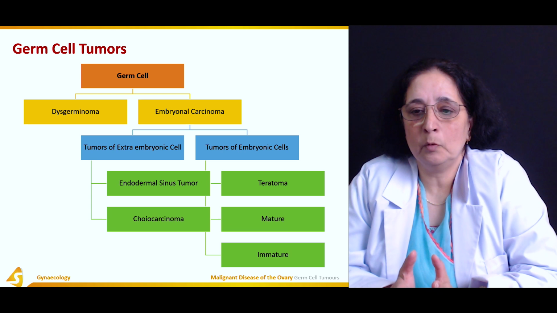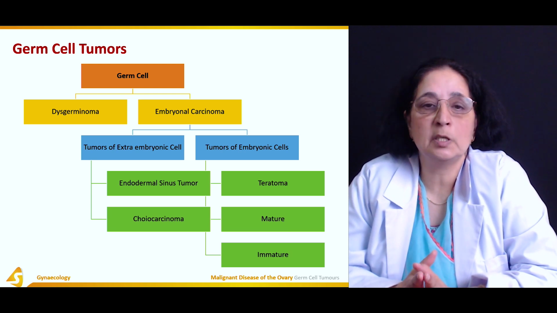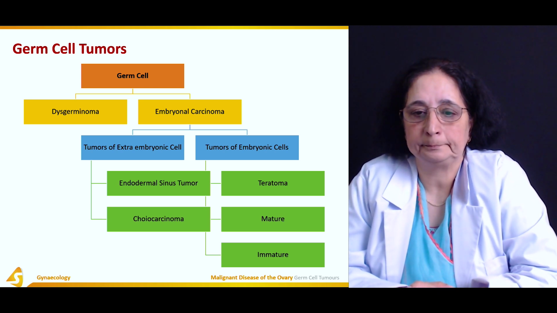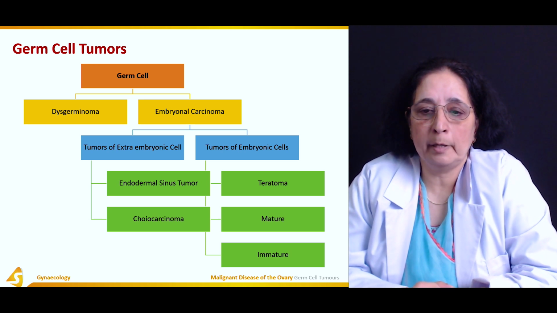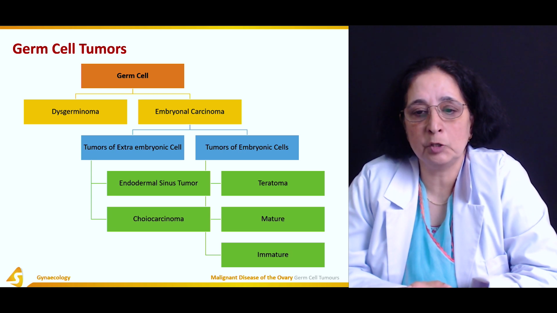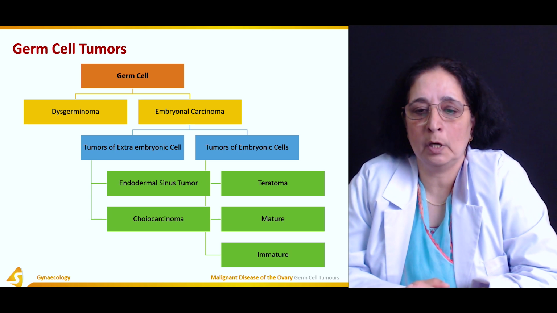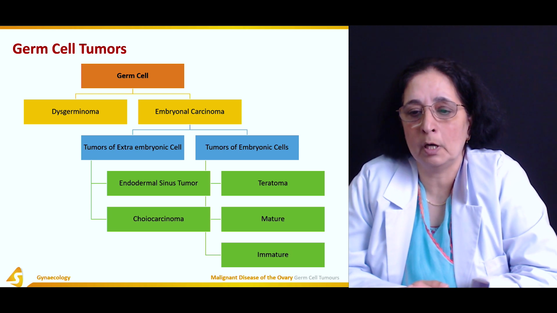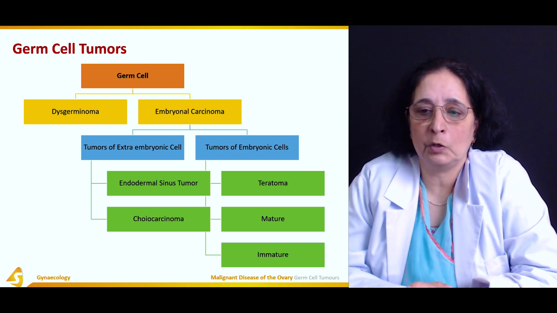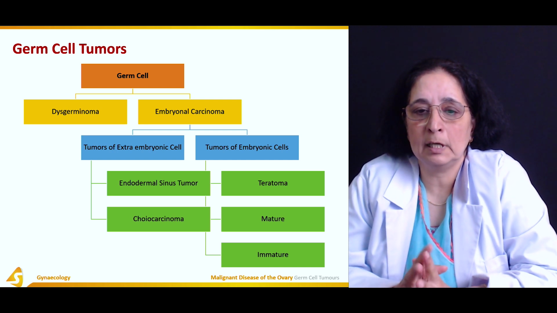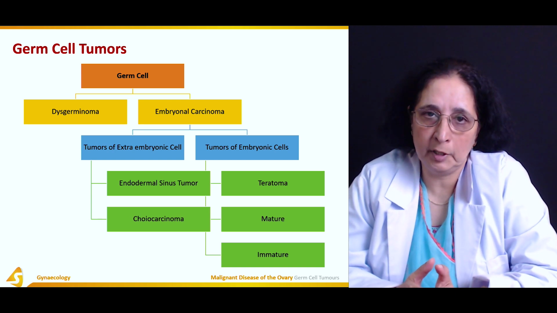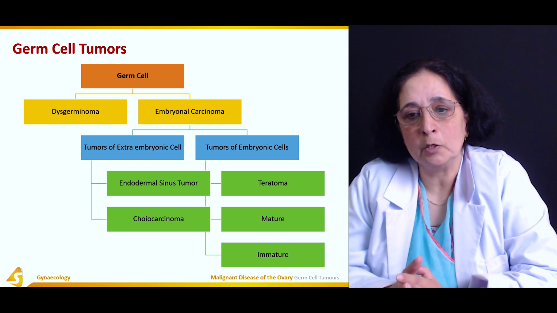So embryonal carcinoma is further divided into tumors of extra-embryonic cell and tumors of the embryonic cell. Tumors of extra-embryonic cell again divide into two: endodermal sinus tumor and choriocarcinoma. And then the tumors of embryonic cell divide into teratoma, mature and immature type. So basically, germ cell tumors divide into two: dysgerminoma and embryonal carcinoma.